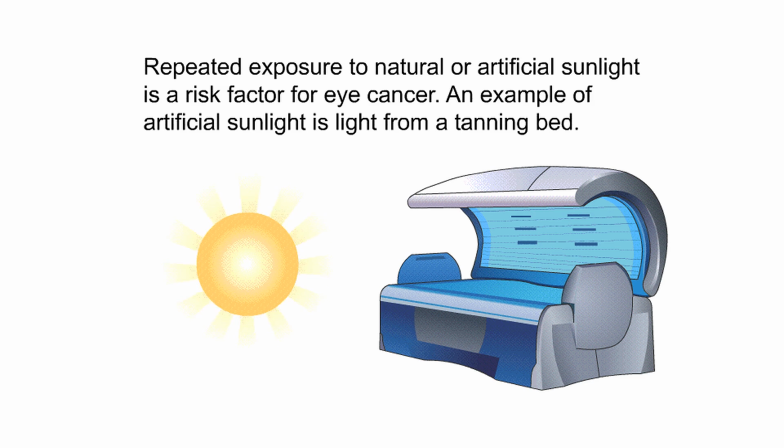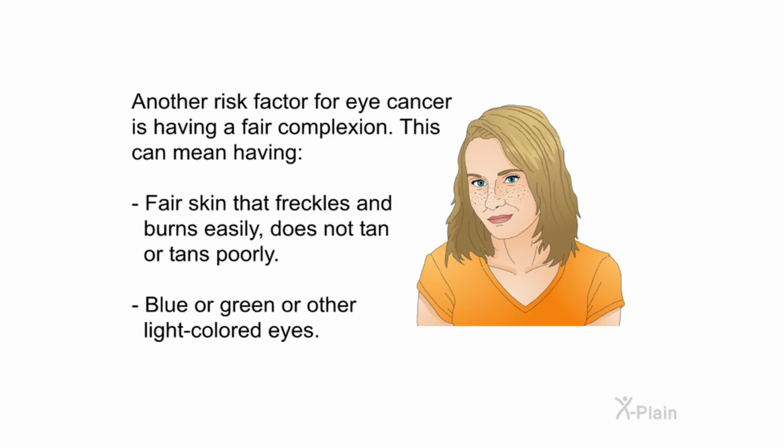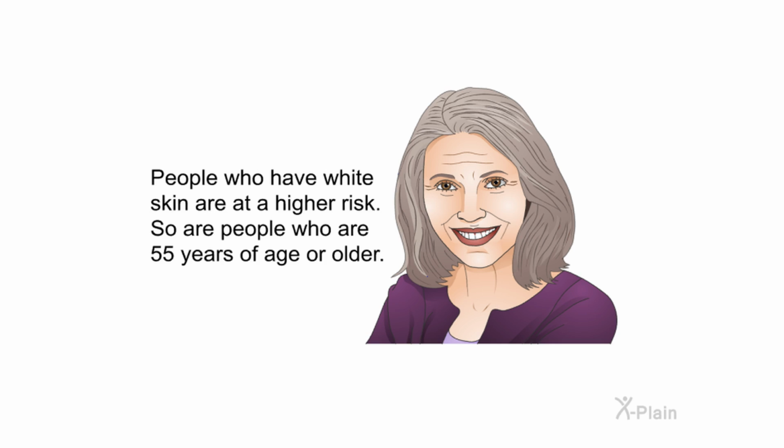Repeated exposure to natural or artificial sunlight is a risk factor for eye cancer. An example of artificial sunlight is light from a tanning bed. Another risk factor for eye cancer is having a fair complexion. This can mean having fair skin that freckles and burns easily, does not tan or tans poorly, blue or green or other light-colored eyes. People who have white skin are at a higher risk. So are people who are 55 years of age or older.